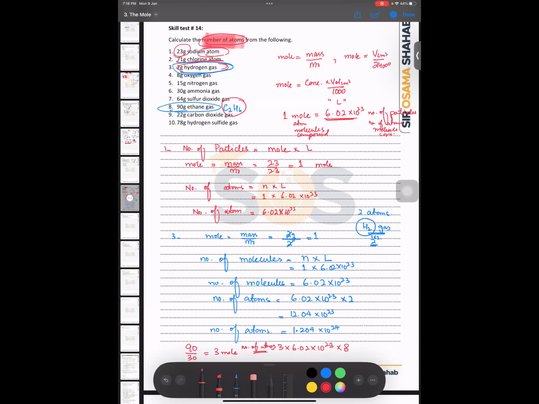Yes sir. Sir, can you explain this once again? Yes, you can see that if you want to find number of molecules, simply multiply the moles by Avogadro constant, right? But if you want to find number of atoms, you multiply those moles by Avogadro constant to get molecules, then multiply the molecules by the atoms per molecule to get total atoms, okay?